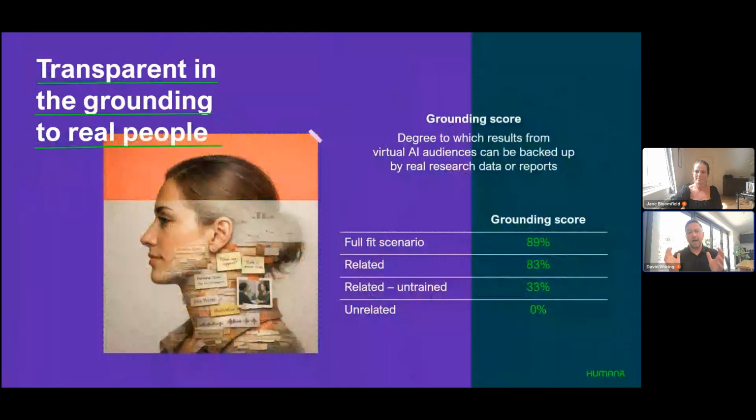So there are absolutely limitations to how we use AI. One challenge is around trust and having confidence that what we're being told is accurate. The way we've looked to address this is by creating a grounding score. The grounding score is about how much what the twin has answered is based on primary and real research data. Effectively, there are 4 scores here, so this helps explain it.